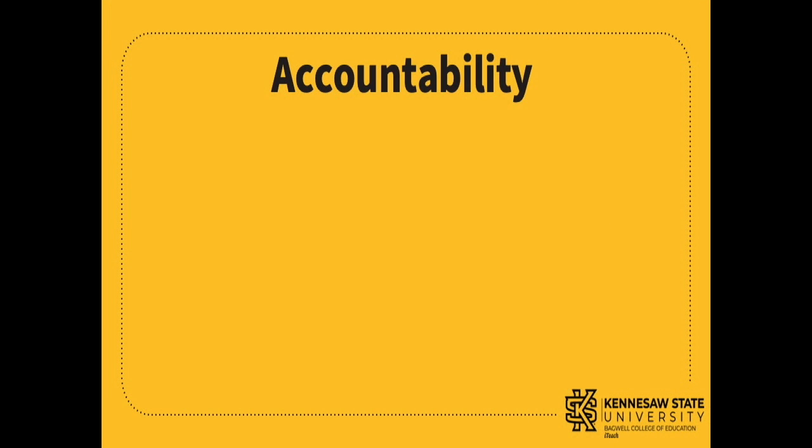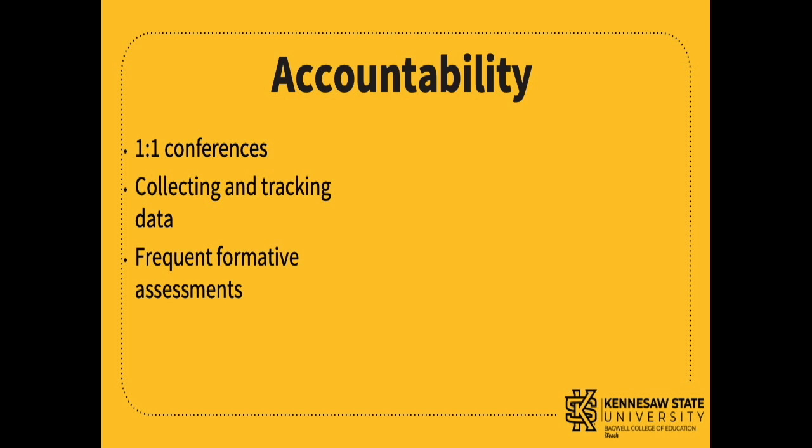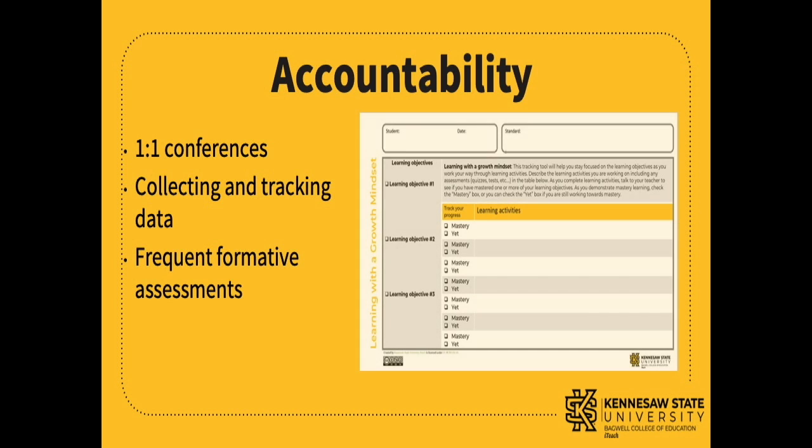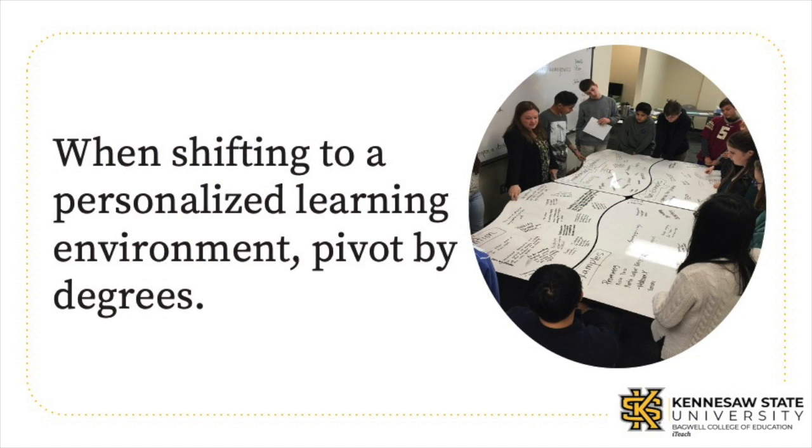Students are held accountable for their learning through one-to-one conferences, collecting and tracking their own data, and frequent formative assessments. The extension activity for this cycle includes an accountability tracker for students. Students can keep track of their learning activities as they work towards mastery. When shifting to a personalized learning environment, pivot by degrees. Change can be overwhelming for you and your students, so take it slowly. Incorporate 1 or 2 ideas until you and your students feel like it's a natural part of your class.